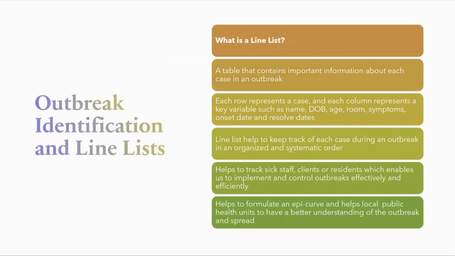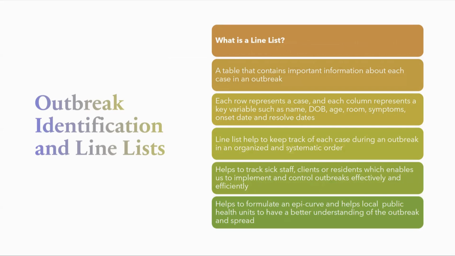Outbreak identification and line lists. So I'm just going to go through this fairly quickly. I've talked about this at the last outbreak management session, and I think we all know how to fill out a line list. It's very easy, very self-explanatory. But I like to go over this because this is a very important step. Seems very, very easy, it's just a line list. But this in itself helps us to put together, and I've said it before, something called an epi curve.